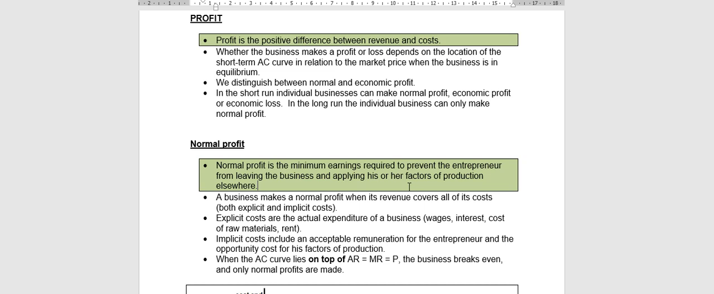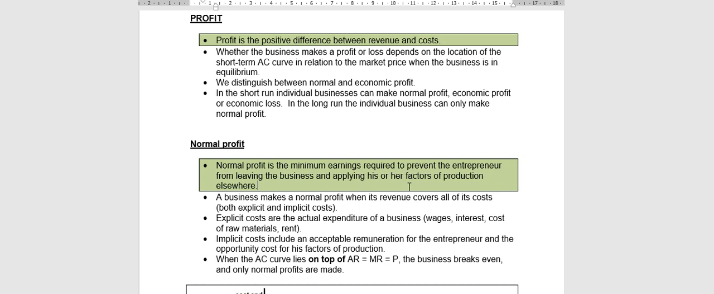His implicit costs, that is where the normal profit comes in. His implicit cost is acceptable remuneration for the entrepreneur himself. Remember we said in grade 11, the implicit cost is the opportunity cost for his production factors. What he could have earned if he didn't run his own business, but was working for somebody else. For example, the salary he could have earned if he worked for somebody else, but now he isn't because he's doing this. So these implicit costs will be, in inverted commas, the salary that he pays himself, the remuneration that the entrepreneur pays himself to stay in this industry. Because if he earns nothing, there's no way he's staying in this industry. He will close down the business and he's going to go elsewhere.